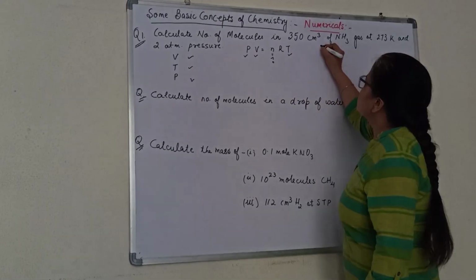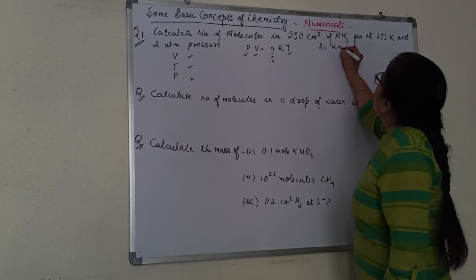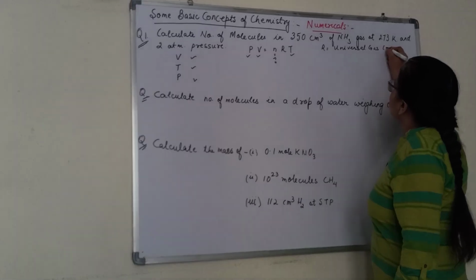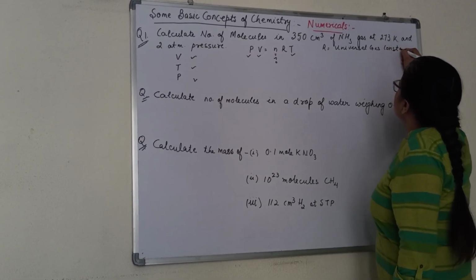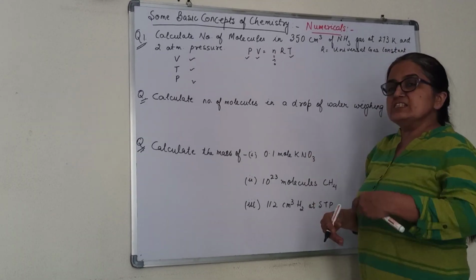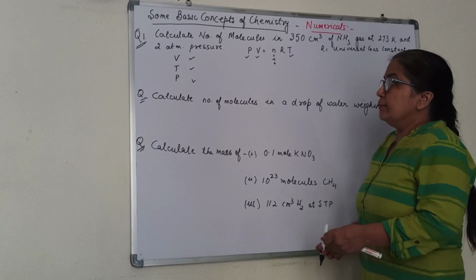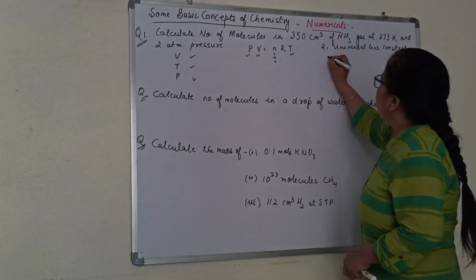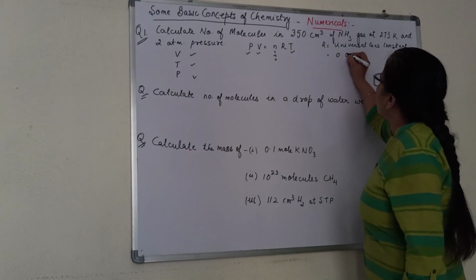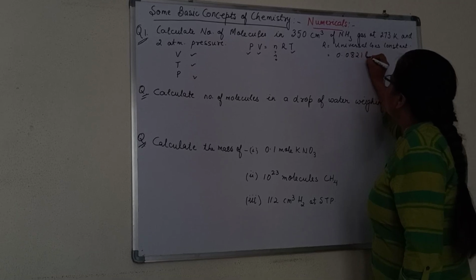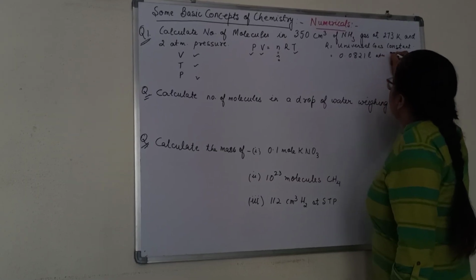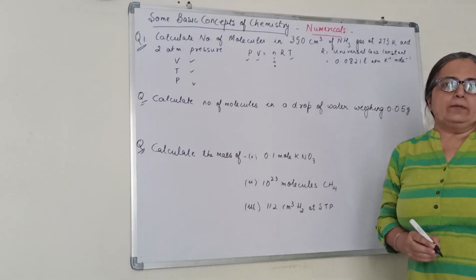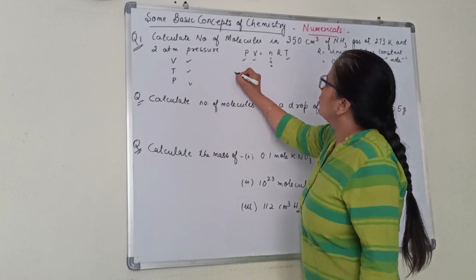Now R, you must be thinking what is R. R is the universal gas constant. It actually has various units. Depending upon the units of the other data given, we will use the R value. So here we will use the R value as 0.0821 liter atmosphere per Kelvin per mole. Okay, we will find the number of moles.